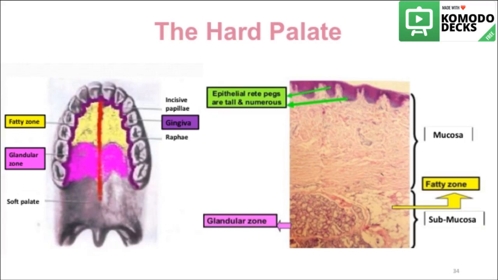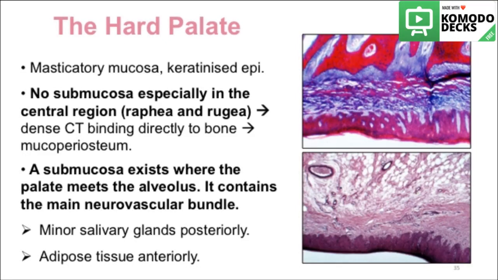Histologically, we have epithelial ridges, which are tall, and this is the junction between the anterior fatty zone and the posterior glandular zone, composed of salivary glands. Again, it's a masticatory keratinized epithelium.